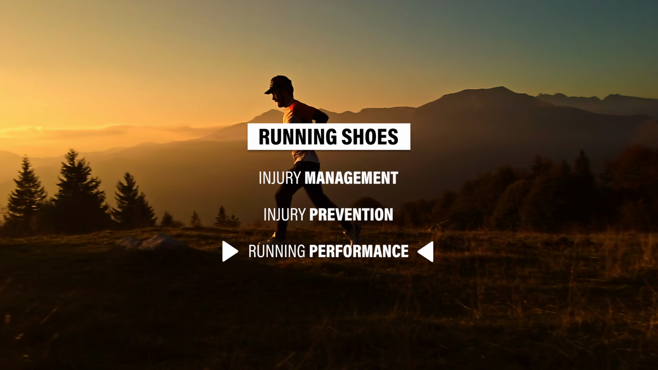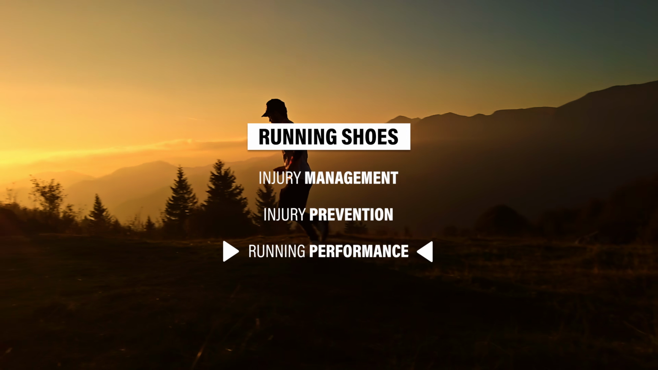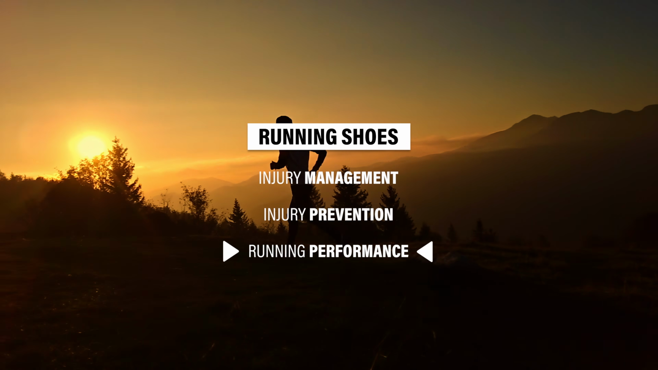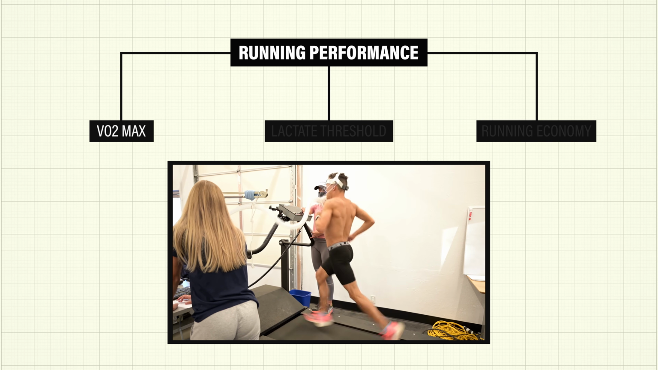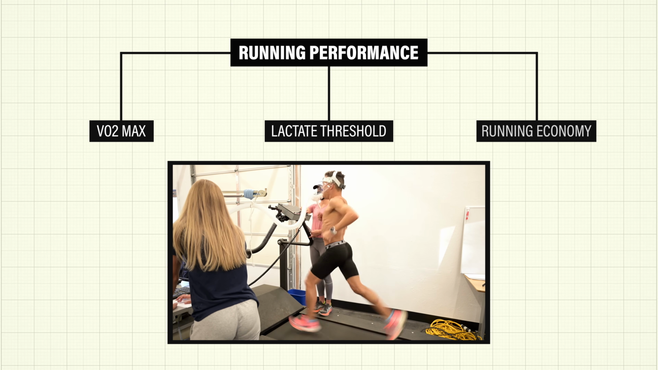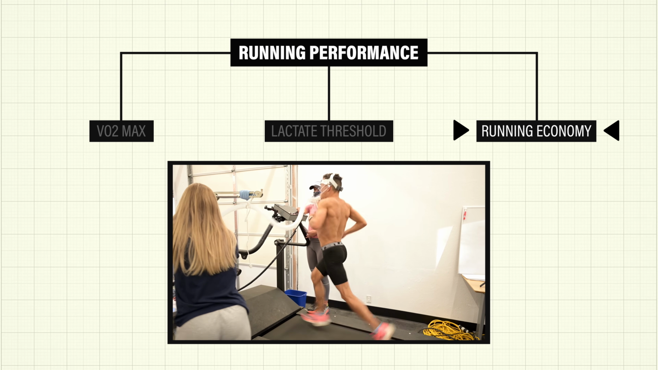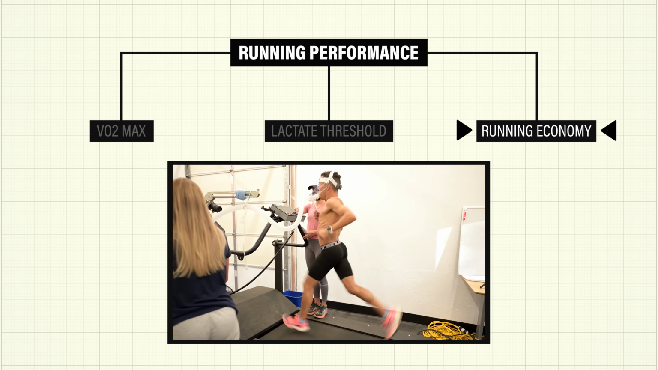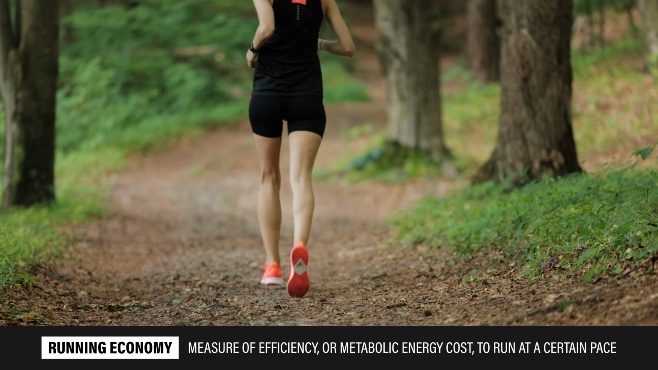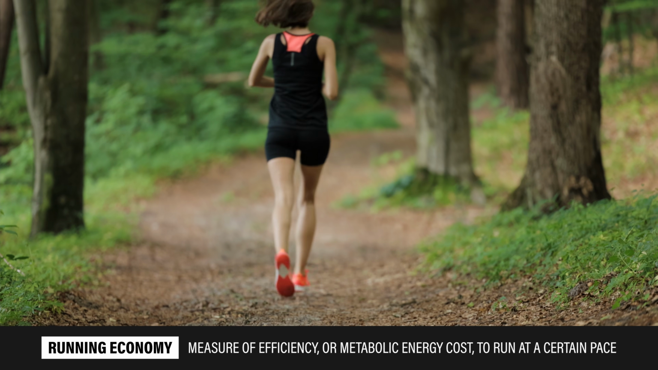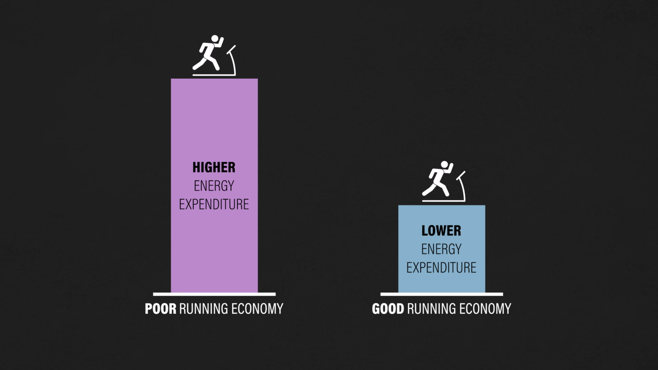The last popular topic of discussion with the improvements in running shoe technology is on running performance. There are 3 primary determinants of running performance: VO2 max, lactate threshold, and running economy. Of these, only running economy appears to be affected by changes in shoes. Running economy is the measure of efficiency, or metabolic energy cost, to run at a certain pace. When you improve your running economy, you decrease the amount of energy expenditure used to run at a given pace.